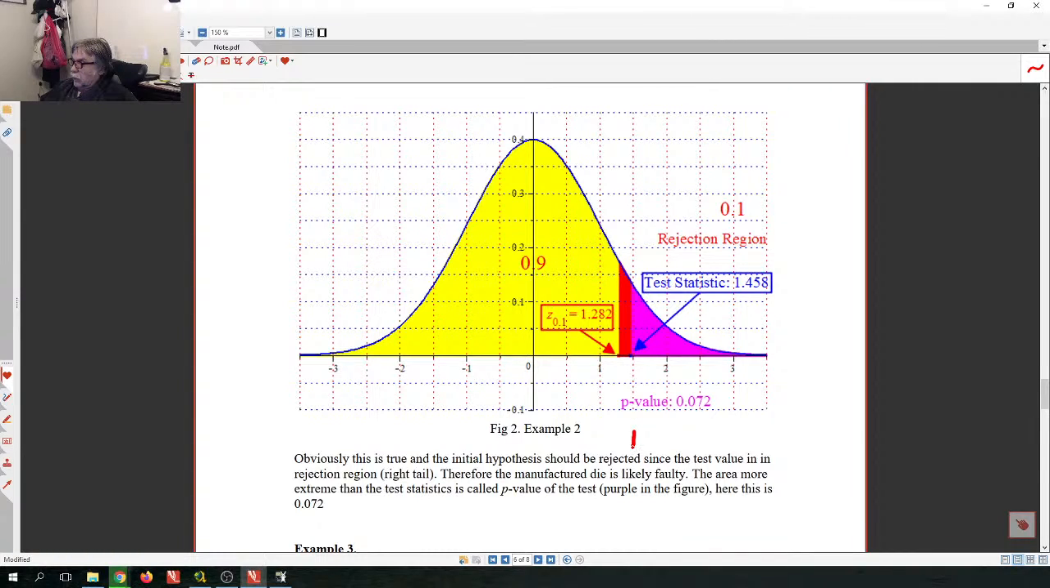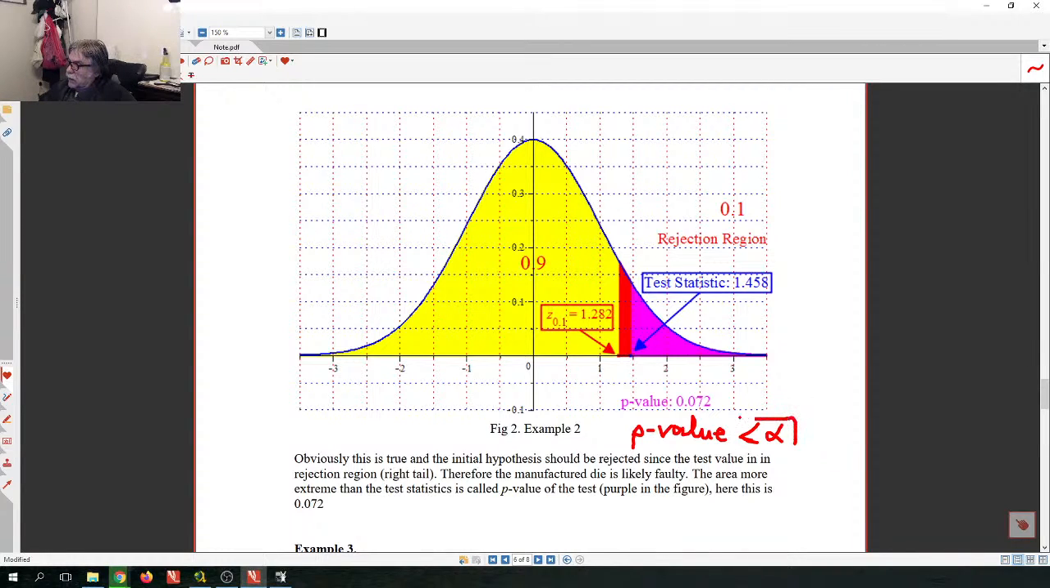So you can have another way of deciding when to reject a null hypothesis: when the p-value is less than the level of significance. If that happens, then you know the test statistic happened to be after the critical value. It's in the tail, so it makes a smaller area after that. So that's a rule of thumb.